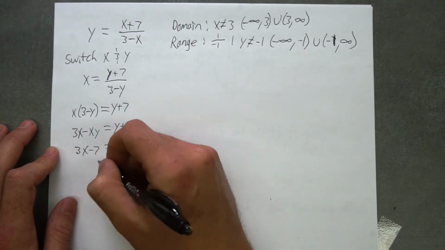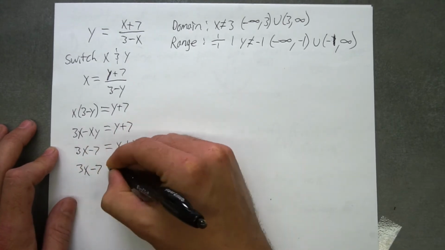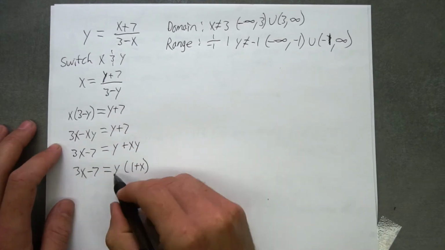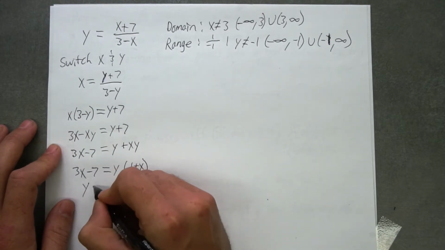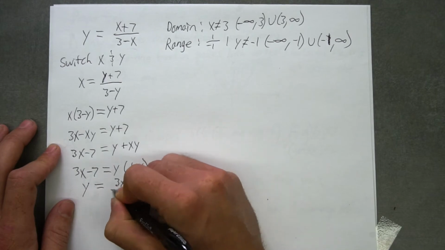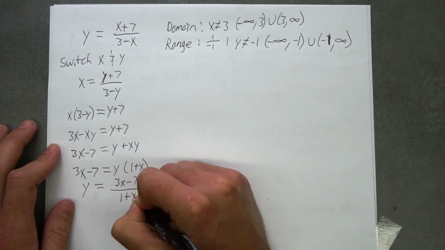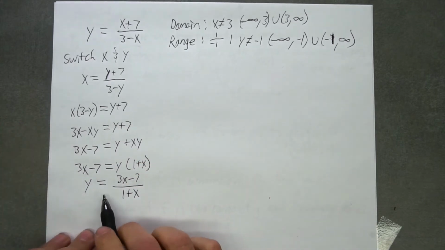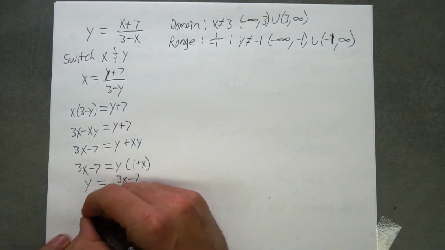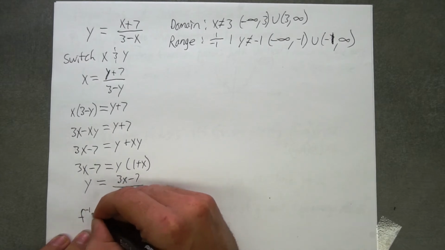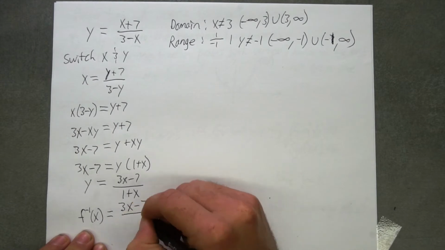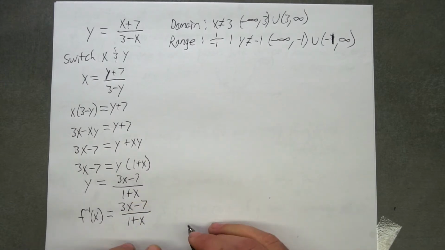Now since I'm solving for y, I'm going to group all of the x terms and everything else on the left and all of my y's on the right. So I'm going to get 3x minus 7 is equal to y plus xy. Then I'm going to factor out a y and get 3x minus 7 is equal to y times 1 plus x. And finally, I have y is equal to 3x minus 7 over 1 plus x. So this is my inverse. So my f inverse of x is equal to 3x minus 7 over 1 plus x.